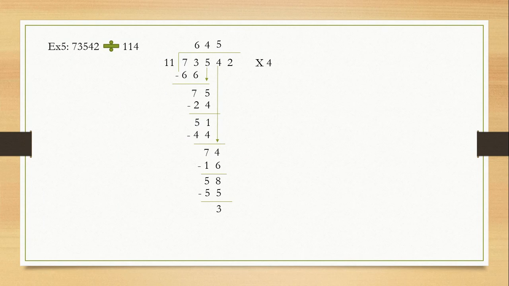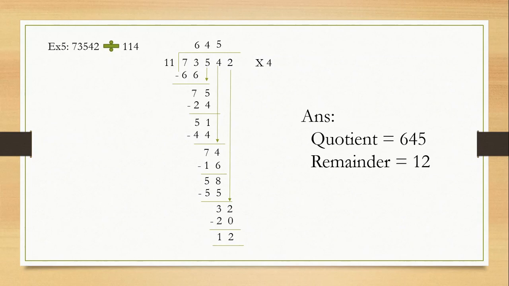3 will remain. Next we have to bring down the last digit, 2. Now we have to subtract this product and we will stop. 5 4s are 20. So 20 is subtracted from 32, 12 will remain. So 12 is the remainder for our sum, that is 73,542 divided by 114, and 645 is the quotient. How do you feel? Isn't it easy?